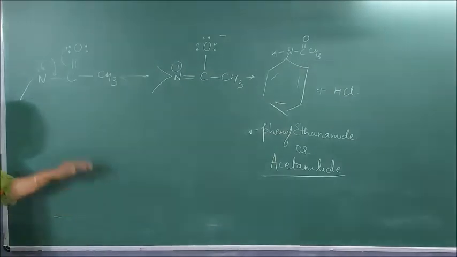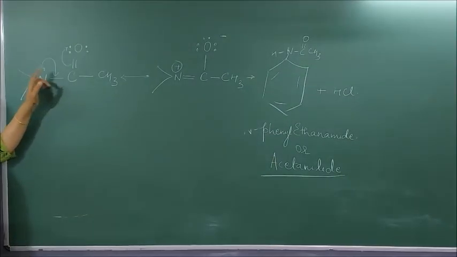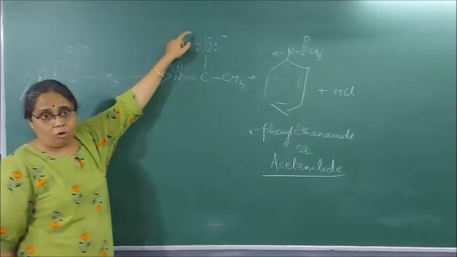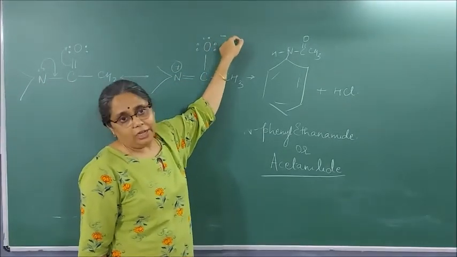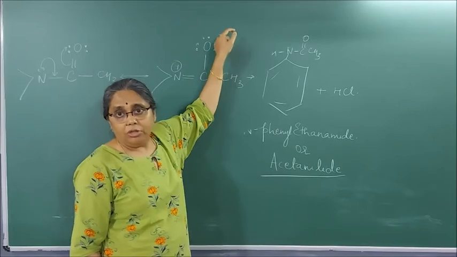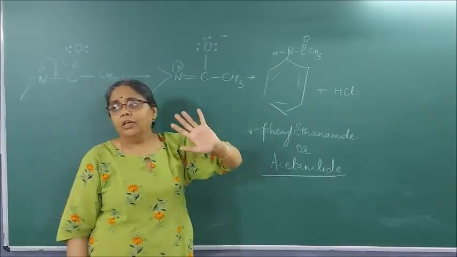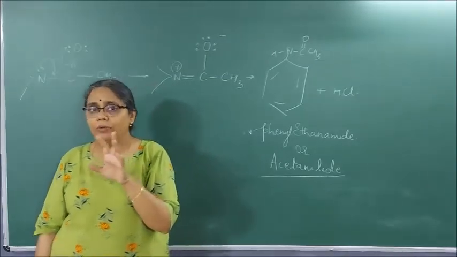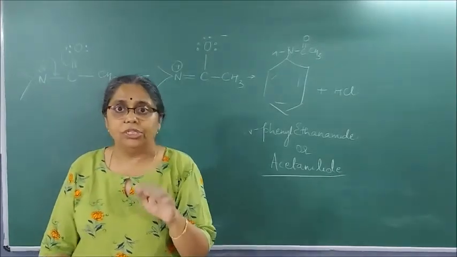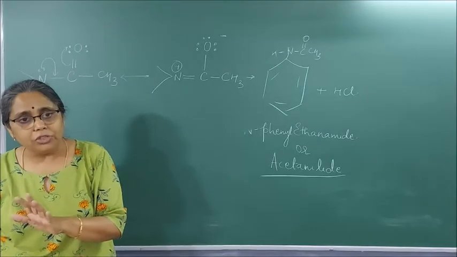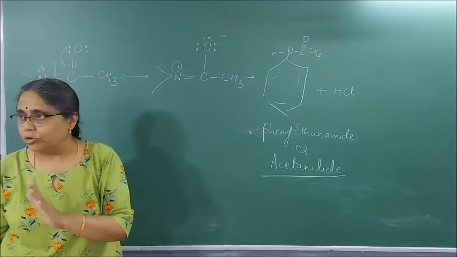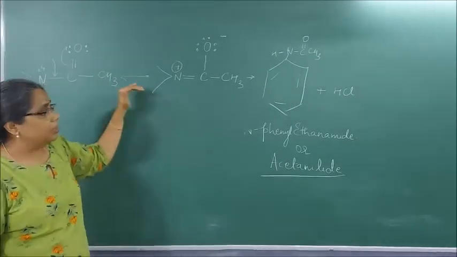So the moment you acylate, the lone pair of electrons which was on nitrogen now goes to oxygen and is not available for donation to the benzene ring for resonance. As a result of it, the electrophilic attack on the benzene ring reduces and hence only mono substitution takes place. Please write this.